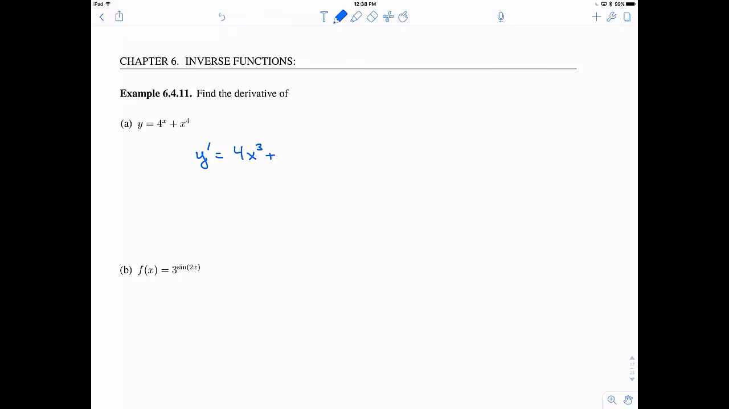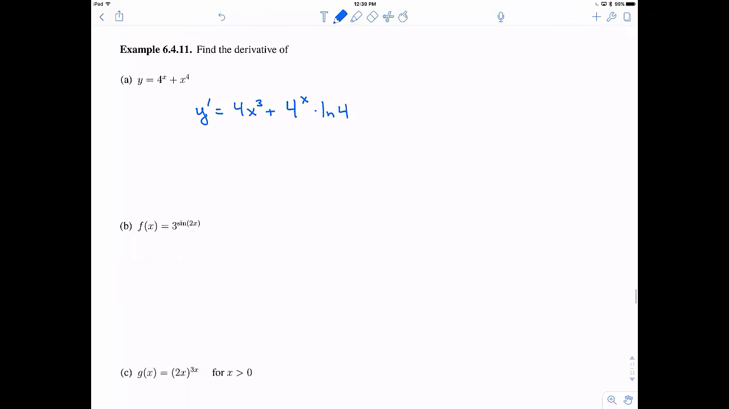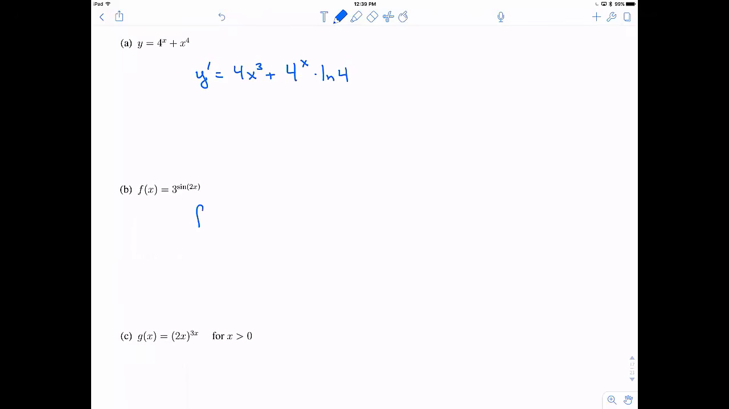Now this other one is exponential, so I have a rule that says the derivative of a to the x is a to the x times the natural log of a. Well, in this case, a is 4. So there we are. All right, let's try another one here. In this case, again, my a here is 3. So it's going to be 3 to the x, right?